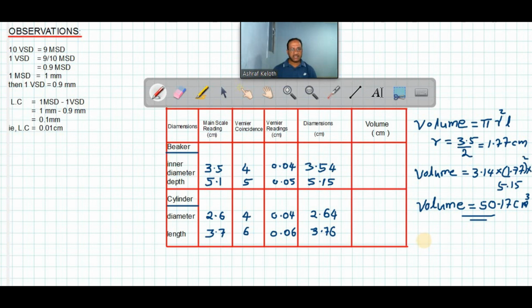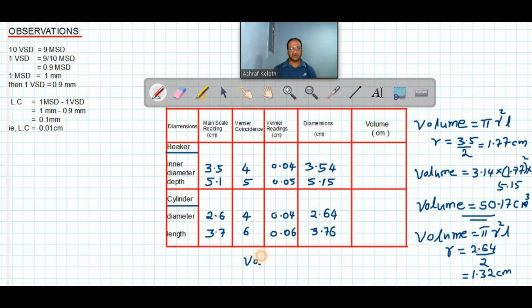Then the second experiment is for the cylinder, to find the volume of the cylinder. For the volume of the cylinder also we can use the same equation, volume is equal to pi r square L. Here also we need the radius. We have diameter 2.64, so radius will be half of the diameter, 2.64 divided by 2, that is equal to 1.32 centimeters. And the length of the cylinder we have here is 3.76 centimeters.